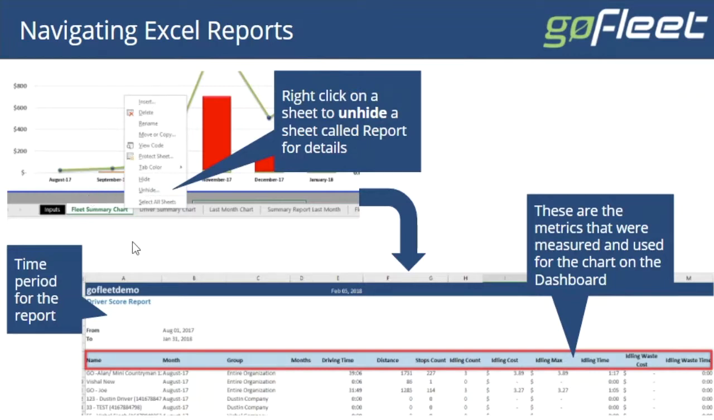Sometimes when looking for the report or the data sheet, you need to right-click on the bottom panel to unhide a sheet called Report or Data. In that sheet, you will see the date period for that report, as well as the various metrics that were pulled from My GeoTab in order to create this report.